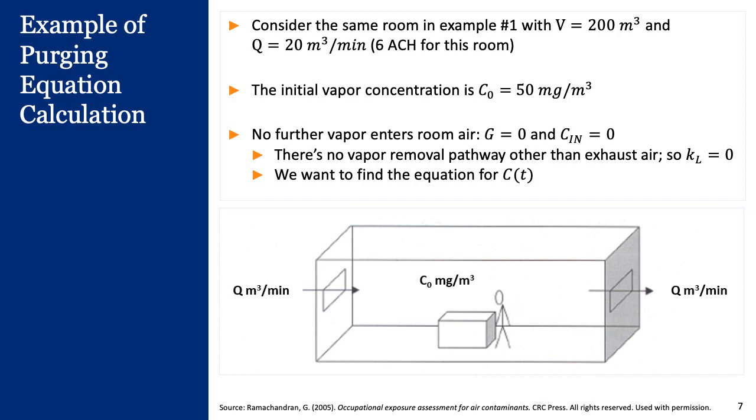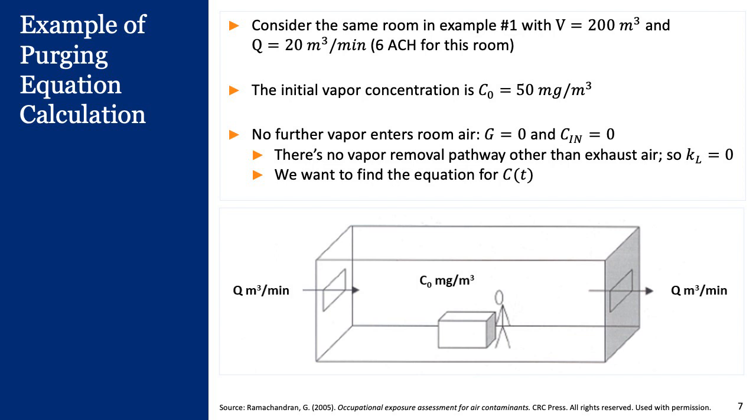Now, using that purging equation, we can run through a quick calculation. So let's consider the same room as in the previous example with a volume of 200 cubic meters and an airflow rate of 20 cubic meters per minute, or 6 air changes per hour. Now let's also assume that the initial vapor concentration C of 0 in the room is 50 milligrams per cubic meter. But now the generation source is cut off, so G equal to 0. And the concentration in the supply air, Cn, is 0, and there are no other vapor removal pathways other than exhaust air, so KL is 0.